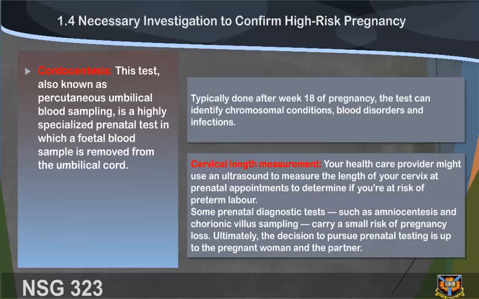Cervical length measurement. Your healthcare provider might use an ultrasound to measure the length of your cervix at prenatal appointments to determine if you are at risk of preterm labor. Some prenatal diagnostic tests, such as amniocentesis and chorionic villus sampling, carry a small risk of pregnancy loss. Ultimately, the decision to pursue prenatal testing is up to the pregnant woman and the partner.